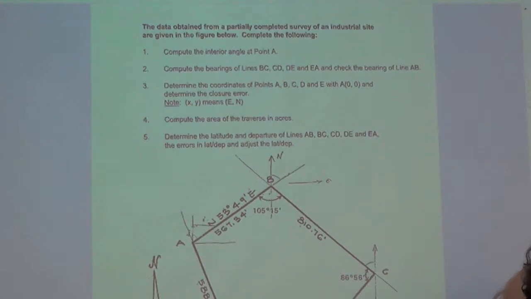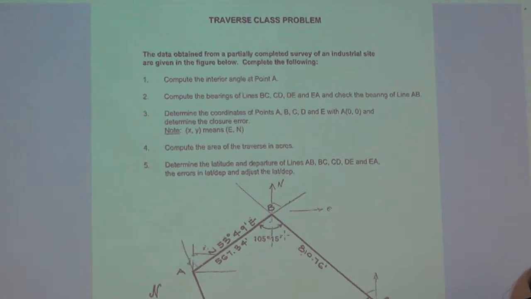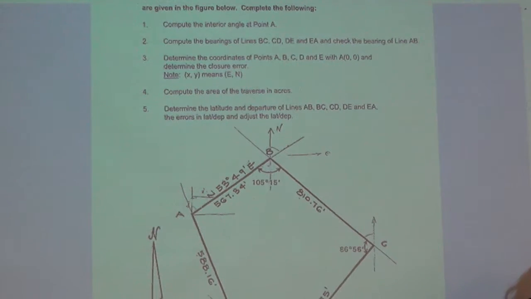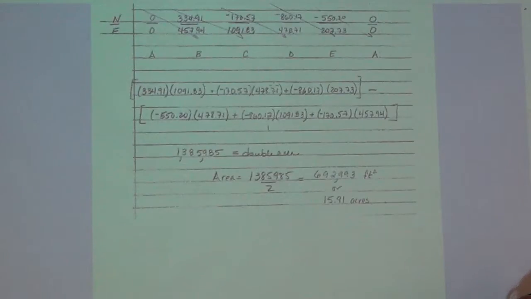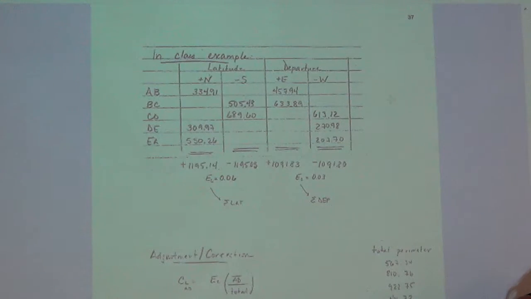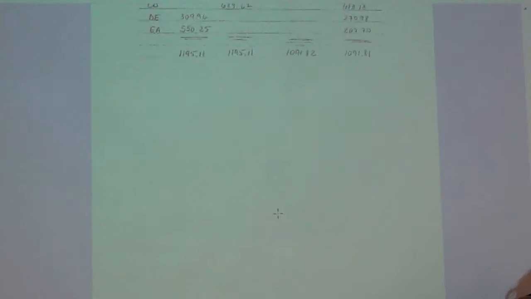You need to know what the interior angle equation is, n minus 2 times 180, depending on the number of sides. You need to be able to figure out what the bearings are, given one bearing and all these interior angles. You need to be able to calculate the area of a traverse. And how do you do that? Double area method. You start and end with the same point. And be able to be comfortable doing latitude and departures, including the corrections. Remember we went through this whole problem, and we did the area, and we did the latitude and departures, and we did all the corrections.